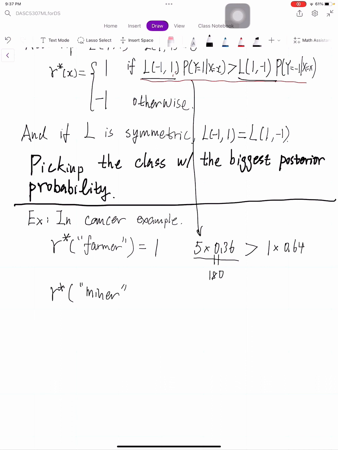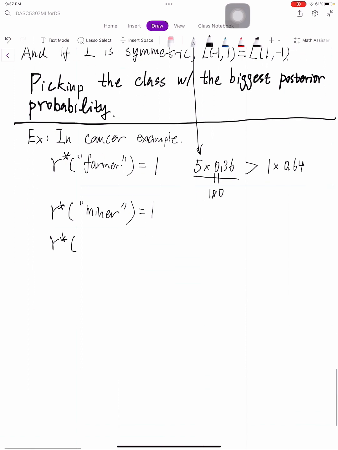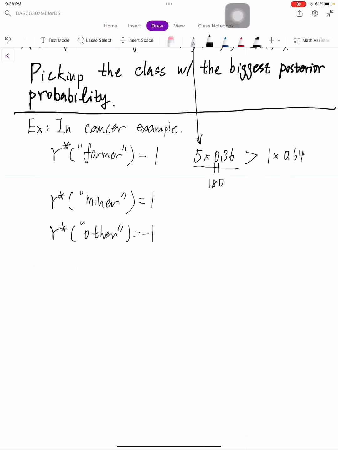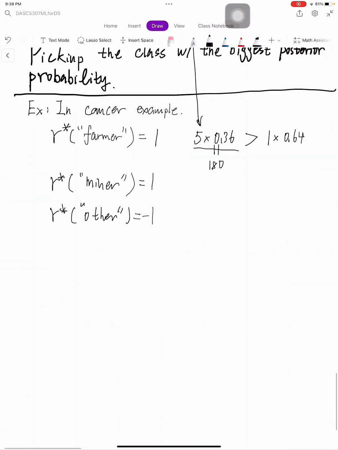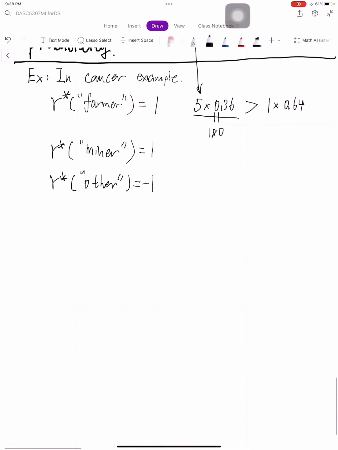Okay. Similarly, we can also calculate the decision rule for the miner. We will also predict it as cancer. Okay, and the other we predict as no cancer. So this is called the Bayes risk and the Bayesian decision rule.